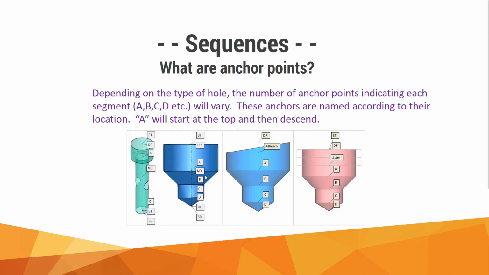So at each change in geometry, you're going to see A, then B, then C, and it'll continue as we descend down. So less geometry shape, fewer anchors. More geometry shape, more anchors.